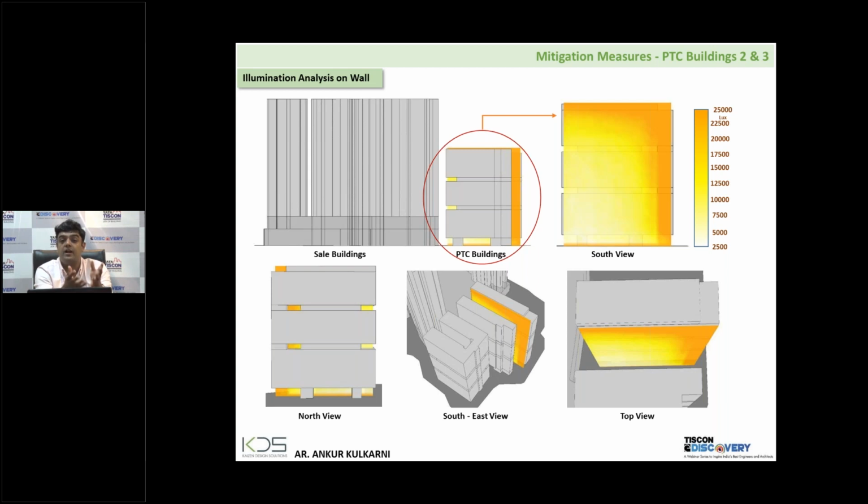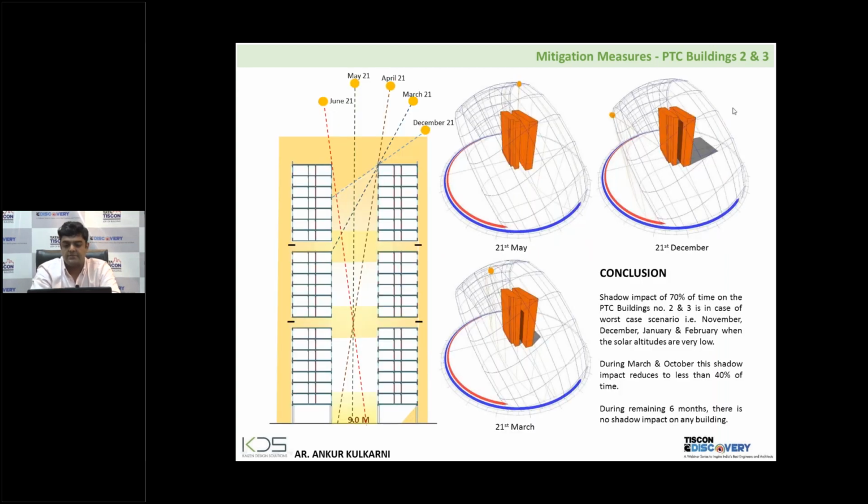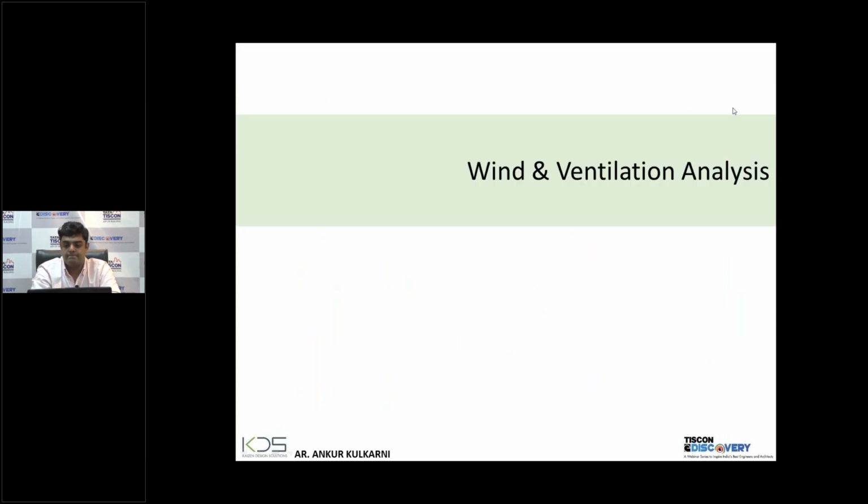And even if I use a glass of VLT 50 to 60%, then at least I'll be in a decent position to have minimum 800 to 900 lux near the windows, and at least 100 to 200 lux towards the wall or the corner. Yes, the same sun path analysis.